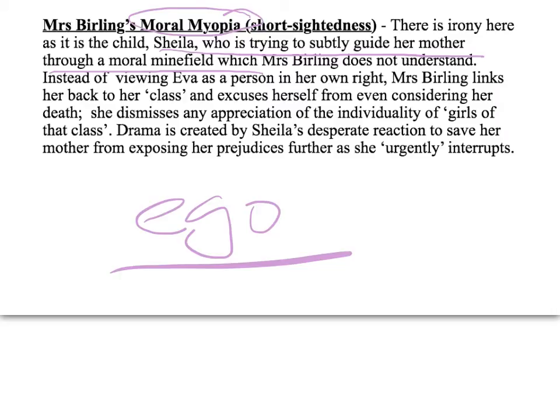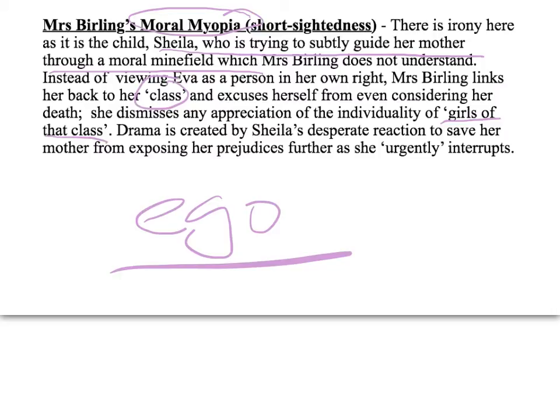Mrs. Burling links Eva to class, just as Mrs. Burling herself, very much so at the start, was linked to class with her husband's socialist superior. The first thing that Mrs. Burling does for Eva is link her to class, because Mrs. Burling thinks that class defines every part of an individual. And she says girls of that class, as if Eva couldn't be an individual. Humans aren't individuals, they're just different parts of this social makeup.